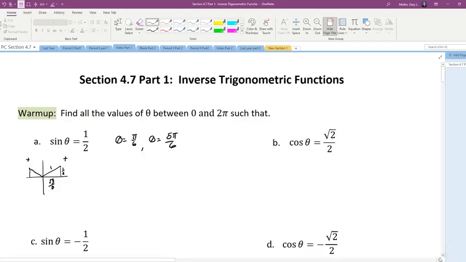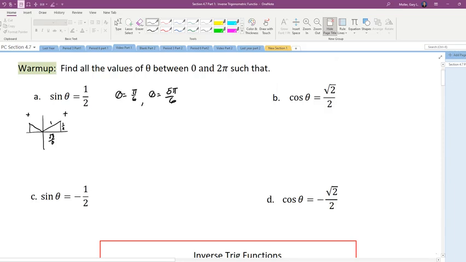Let's go ahead and do C next because it's related to that question. So the sine of theta equals negative 1/2 is the same question, except now sine is negative. And we know sine is negative in quadrants 3 and 4. And so now we're looking at our pi over 6 in quadrant 3 and our pi over 6 in quadrant 4, which means theta would equal, from standard position, wrapped all the way to 7 pi over 6, and then all the way almost around, stopping at 11 pi over 6.